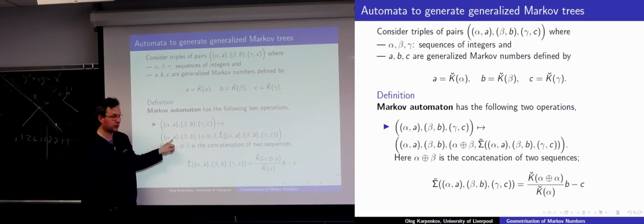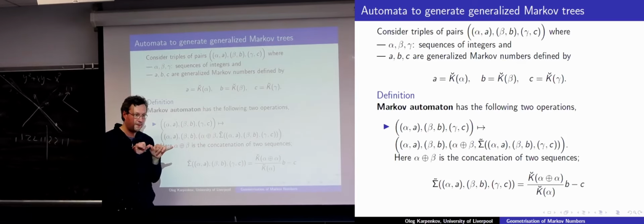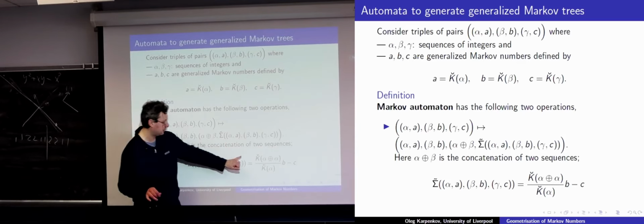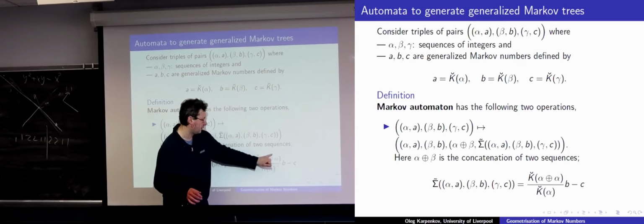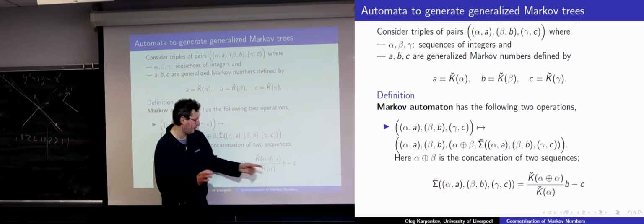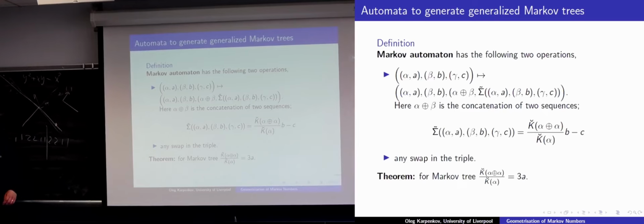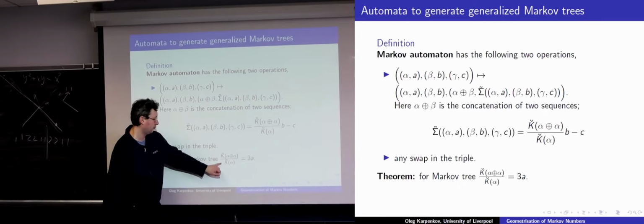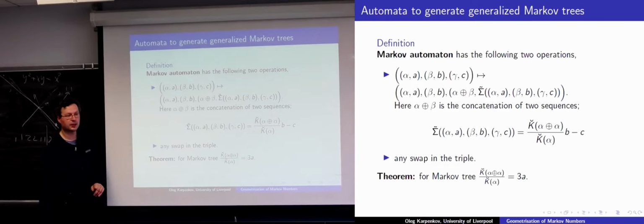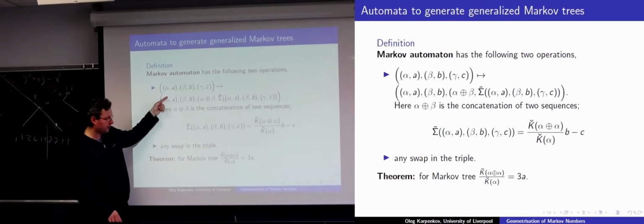Then the operation defining it would be actually, you leave, of course, the first two, like it was in the first one. Then you take the concatenation of the sequences, and then you take this very strange formula, which is a continuant of this sequence a plus a over continuant just of a b minus c. For the case of Markov tree, for some reason you always have that stuff to be equal to 3a. So this relation can be generalized. It's not very straightforward.